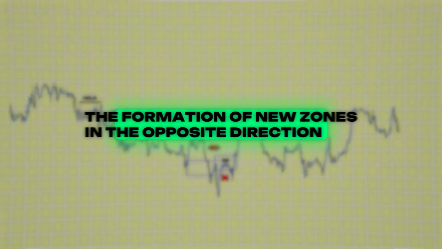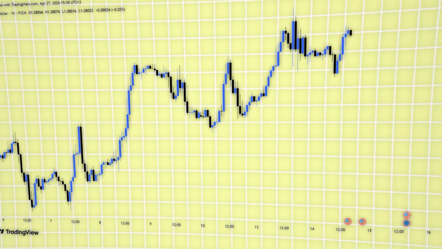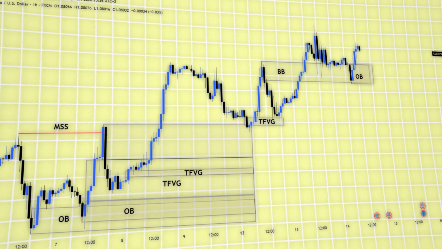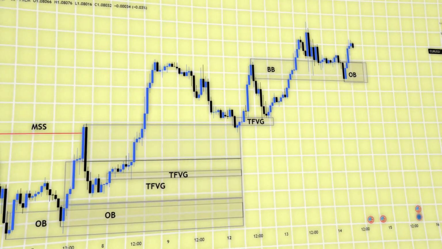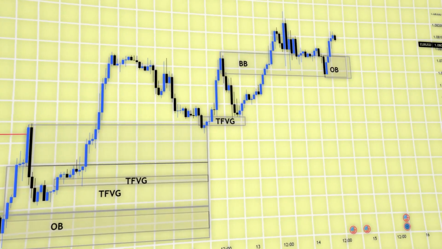The fourth confirmation is the formation of new zones in the opposite direction. After an MSS in a new direction, new structural elements begin to appear. These can include new order blocks, new imbalance zones, or new support and resistance areas. Each of these elements increases the probability that the market is truly changing direction.